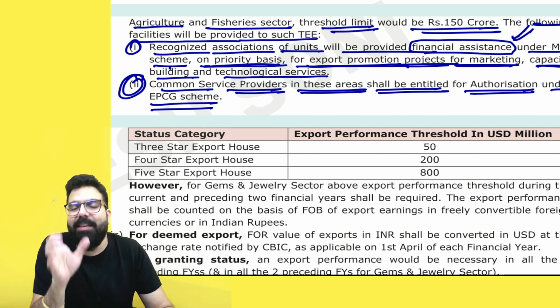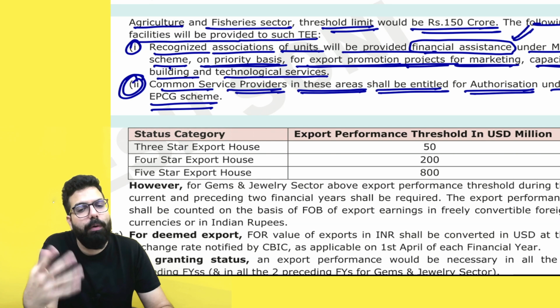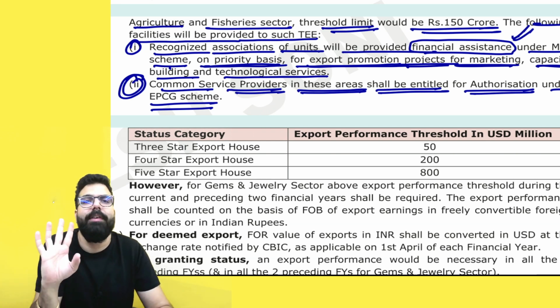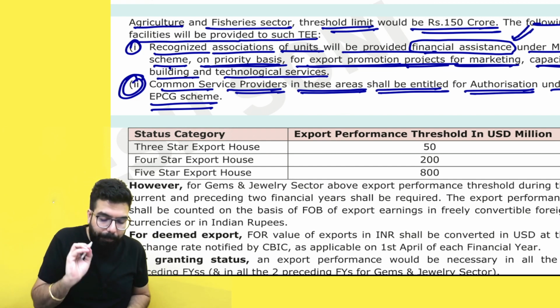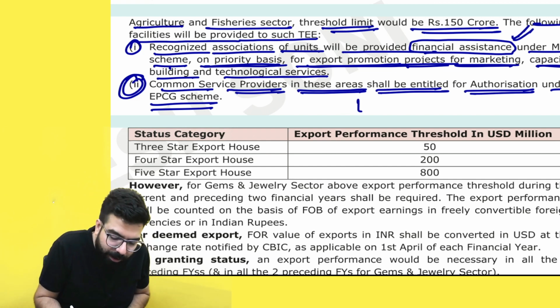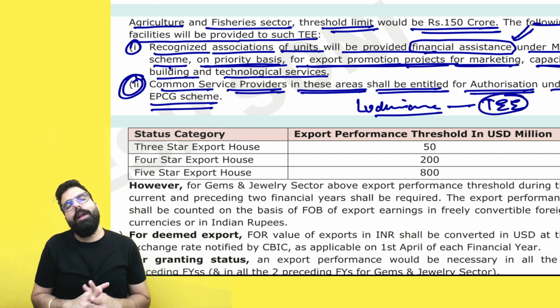Now under the EPCG scheme, if you need some capital goods, they are telling we will provide you authorization under the capital goods. EPCG authorization will be provided. Supposing I tell you that Ludhiana is a town of export excellence, now they are telling we will provide them recognition.